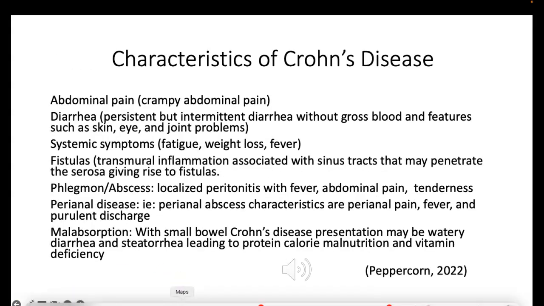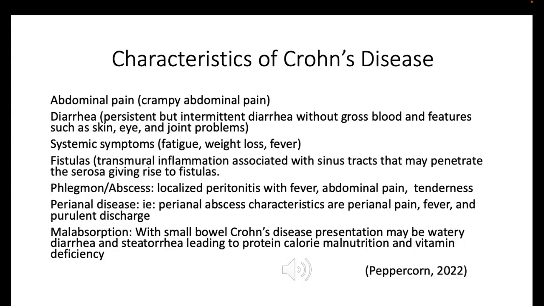So now we have the characteristics of Crohn's disease. With Crohn's disease, you have crampy abdominal pain. There's also persistent but intermittent diarrhea without gross blood, and features such as skin, eye, and joint problems could occur. There are systemic symptoms such as fatigue, weight loss, and fever. The weight loss mainly comes from a lack of absorption, specifically from the small intestine.